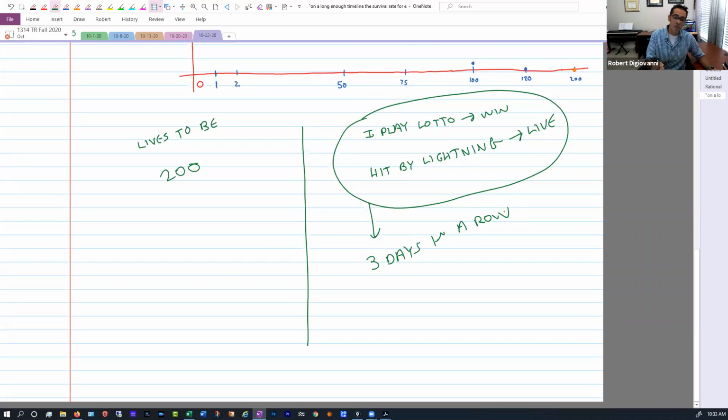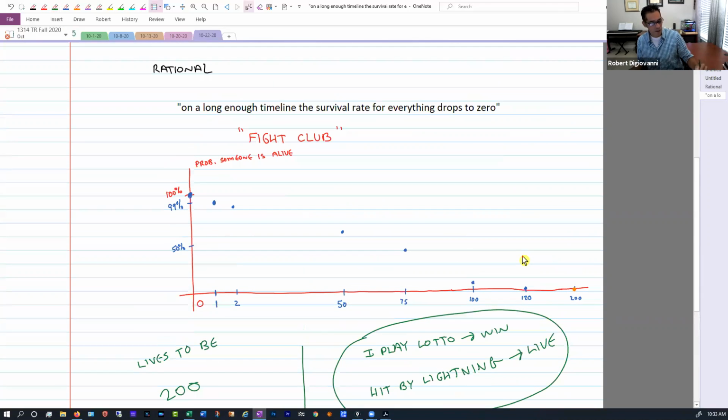And if it's possible, then it has to have a probability. It has to have some chance of happening. But we're talking about odds that are so slim, so small, that they're practically 0. So what I'm getting at is this curve that we have that's talking about the probability of someone being alive. It's dropping down and getting closer and closer to the x-axis, but it's never actually going to get to the x-axis.